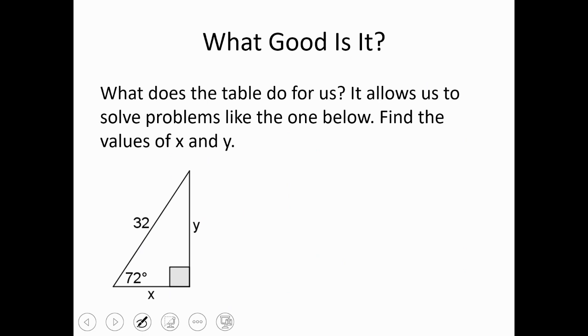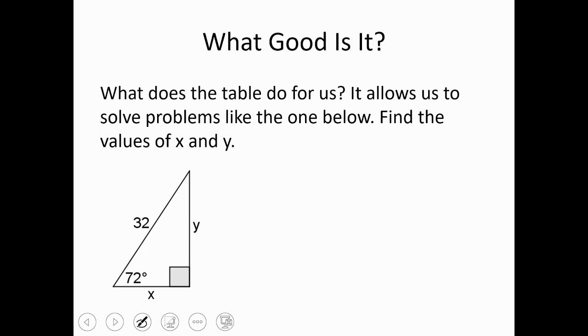So what does this table allow us to do? Well, it allows us to solve problems like the one that you see in front of you, which we would not have been able to do before. If before this section I had asked you to find the values of x and y, the best that you could have done, I think, was to write x squared plus y squared equals 32 squared. That's, of course, an application of the Pythagorean theorem. But that equation contains two variables, and you cannot solve for either one of them. So it seems like you would have been stuck. But now we can do better. We can actually solve for the values of x and y.